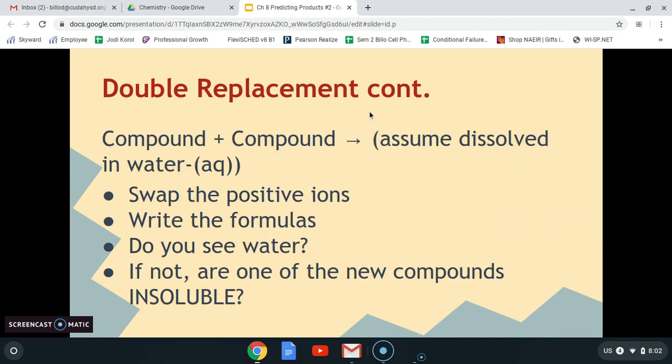So you're going to take two compounds and we're going to assume that they're already in an aqueous state. What you're going to do is swap the positive ions and correctly write the formulas of the new compounds. Ask yourself, are one of those compounds water? And if not, is one of the new compounds insoluble? This is where the last two charts come in.